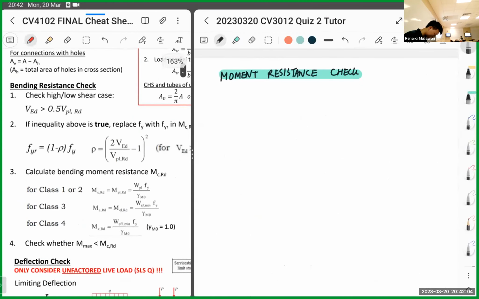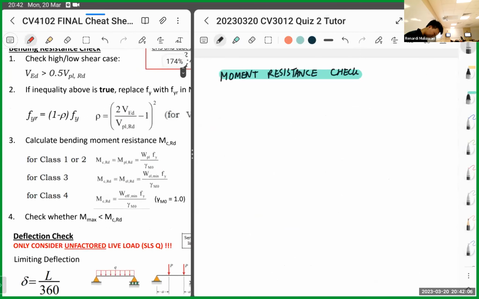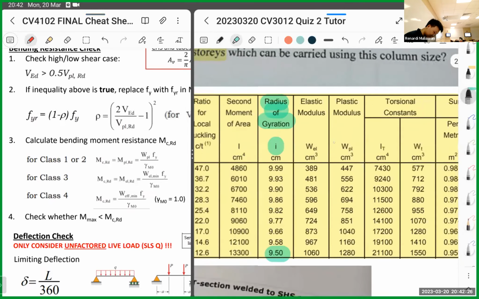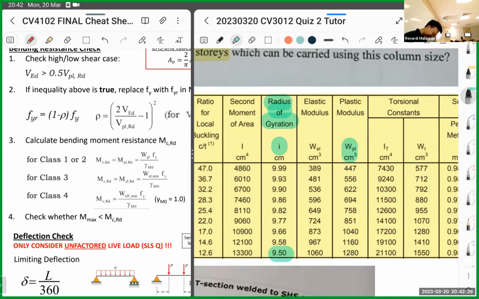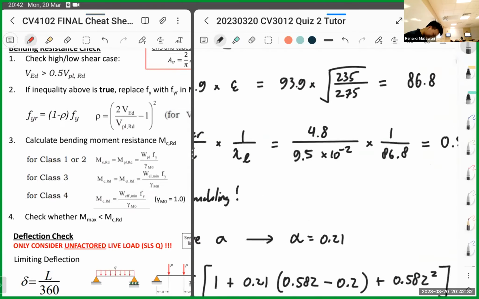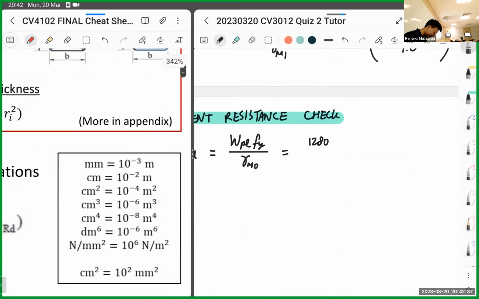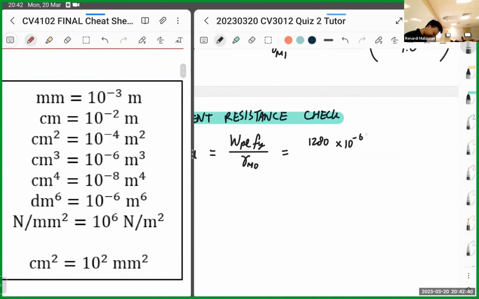This is your classic one. It's quite simple. For this one, the MCRD, because it's class 1, is just WPL Fy divided by gamma M0. So what is WPL? Remember, the unit is cm cubed. It's 1280, so 1280 cm cubed. Let's make it SI, so it's times 10 to the negative 6. And Fy is 275, let's make it SI also.